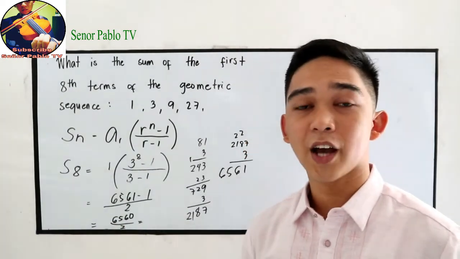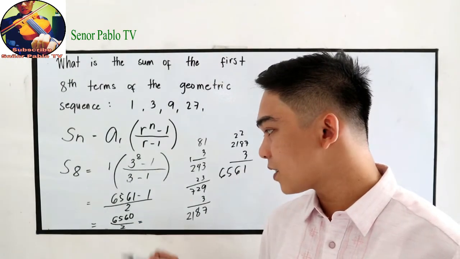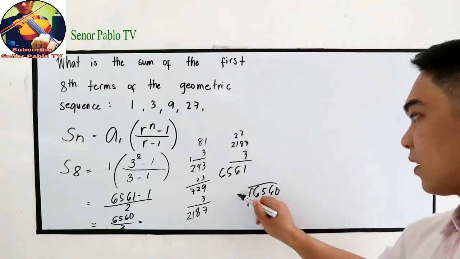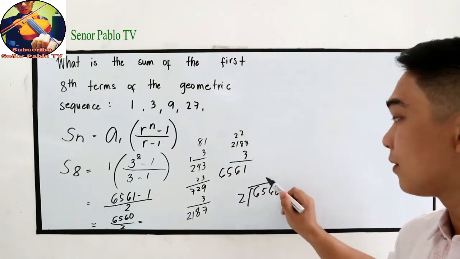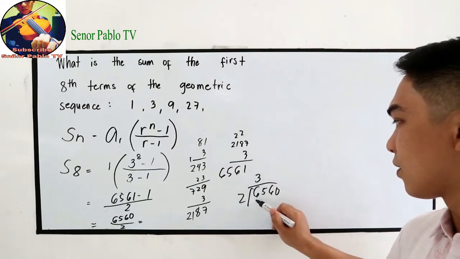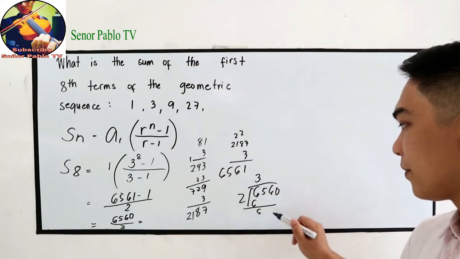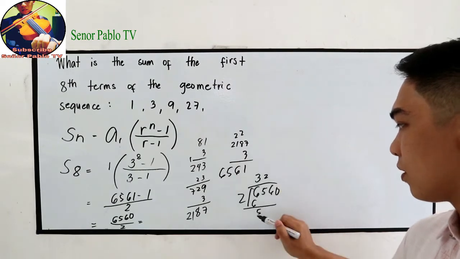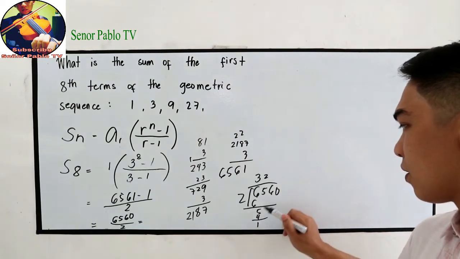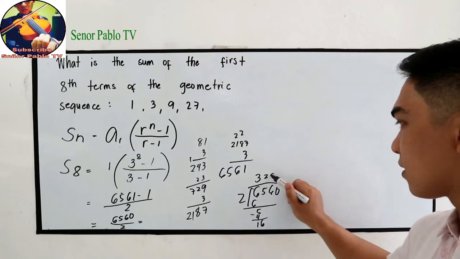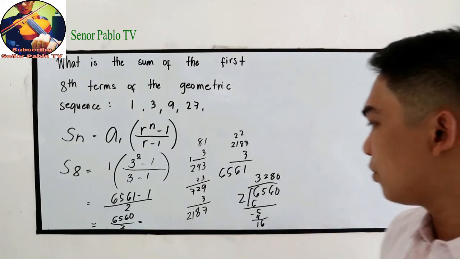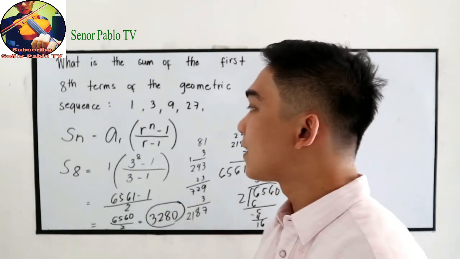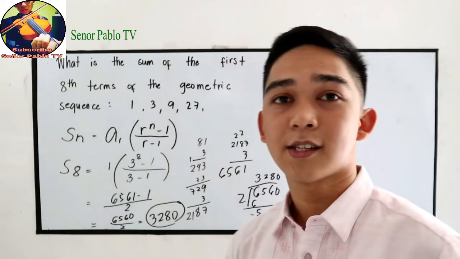So, divide natin siya. 6, 5, 6, 0 divided by 2. 6 divided by 2, 3. So 6, bring down 5. 5 divided by 2. So 2, 4. Subtract 1, then 6. So 3 to 80. 3 to 80. So ito na ngayon yung sum ng ating sequence.